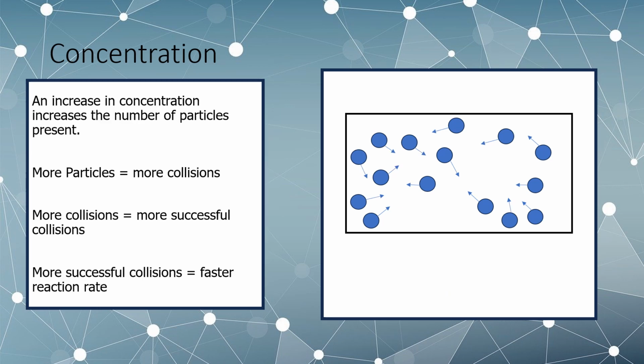Concentration refers to the number of particles present in a solution or within a space. So, increasing a concentration will mean there are more particles present. If there are more particles present, that means more collisions are going to occur. Much like our temperature example, more collisions means more successful collisions. More successful collisions, therefore, gives us a quicker reaction rate. The converse obviously being decreasing the reaction rate by lowering the concentration.